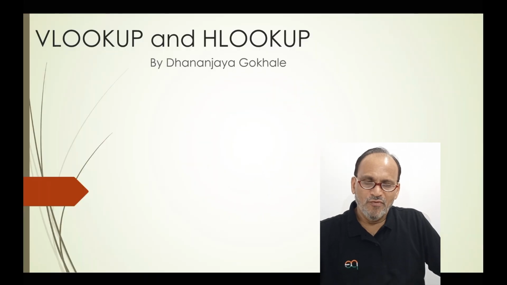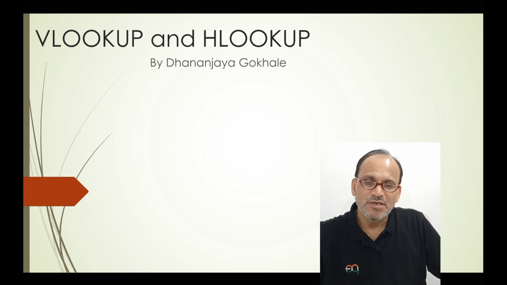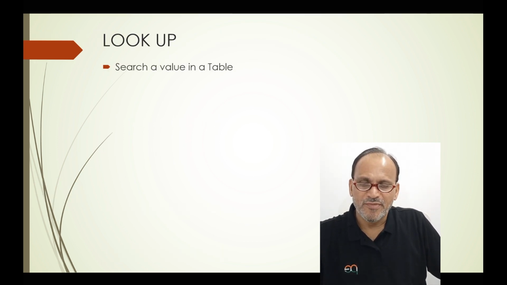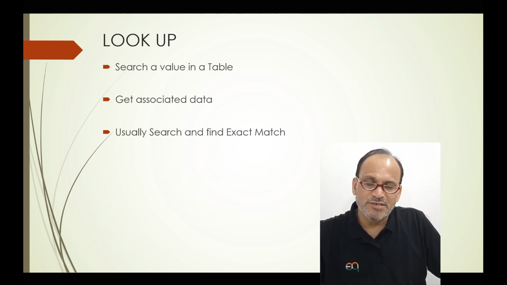Hi. One always needs to find a few things from a huge data. Excel provides VLOOKUP and HLOOKUP functions just for that. When you look up, you are searching for a value in a table and get related data out of that. Usually, this is done by finding an exact match. However, Excel provides a magical feature called Approximate Match. Let us dive into it.